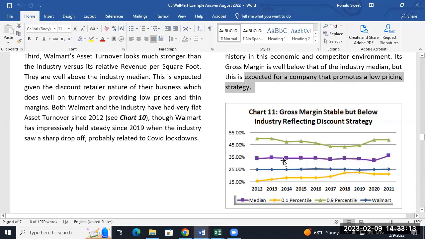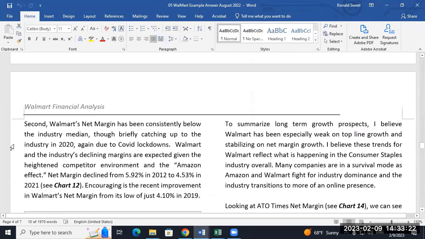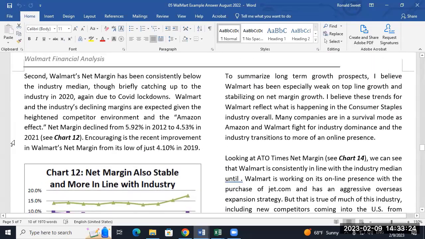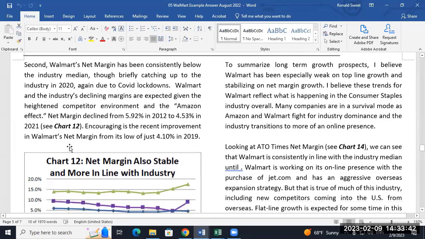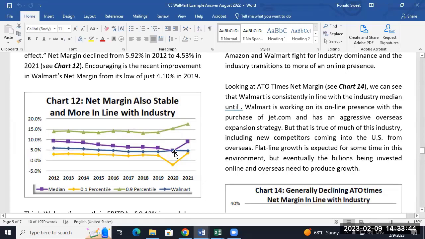So pretty straightforward. Where are they versus the industry? If it's just a flat line, then you can say very stable. Normally, gross margins are stable. Net margins tend to be a little bit more volatile. Here's where Walmart might not be so far below the industry. Their gross margin is probably going to be pretty thin, but then Walmart's really going to control expenses after that point. And so their net margin is consistently below the industry, but they have been in line with it.